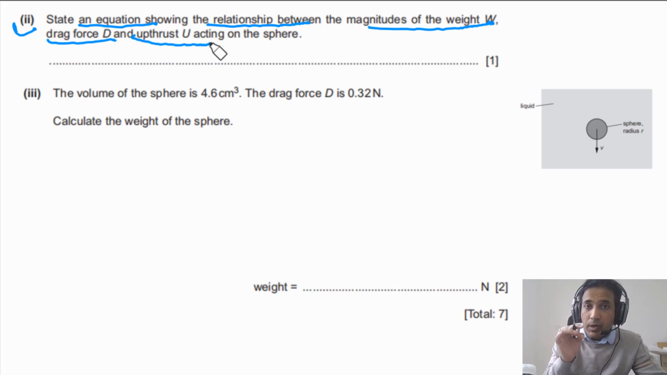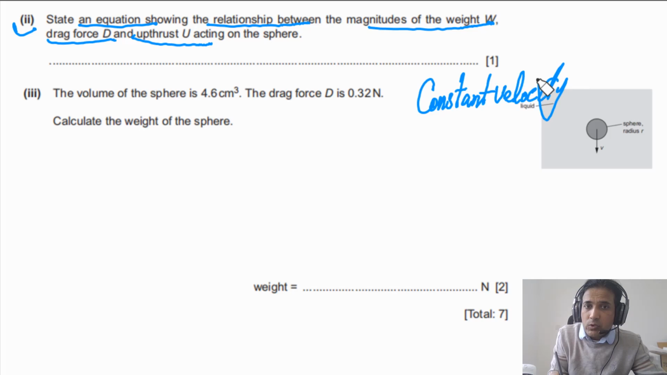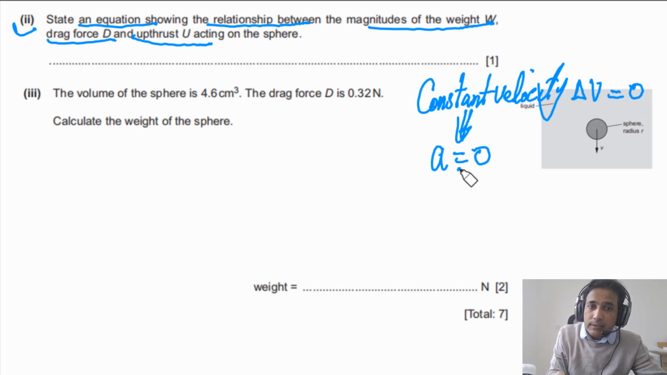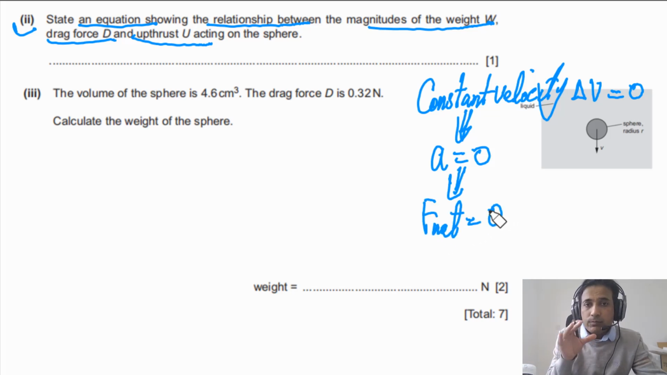In part A, it was given to us that the sphere has constant velocity. It is falling at constant velocity. Constant velocity means that delta V is equal to 0. If the velocity is constant, it means acceleration is equal to 0. If acceleration is equal to 0, it also means that F net is equal to 0. So it simply means that forces are balanced.